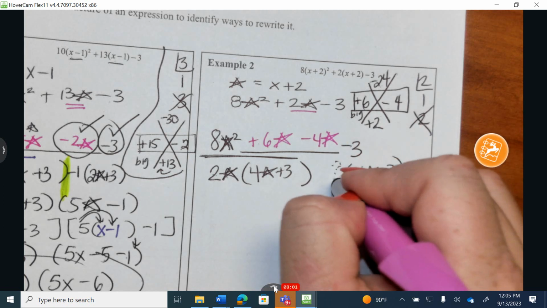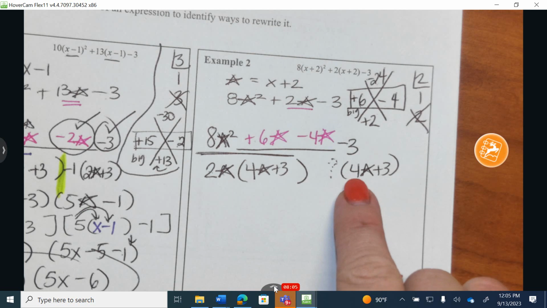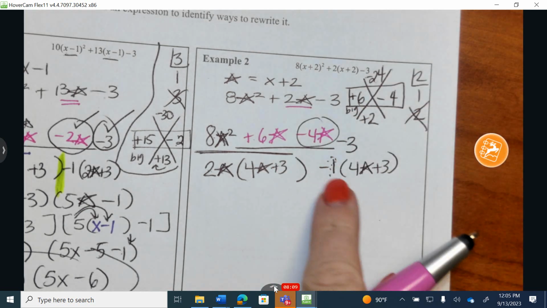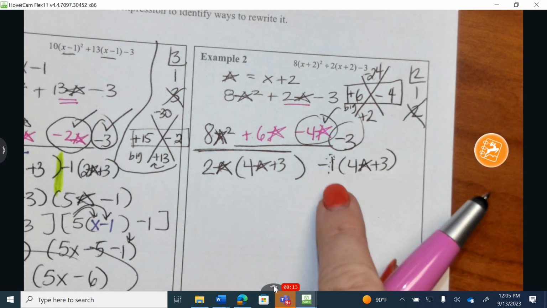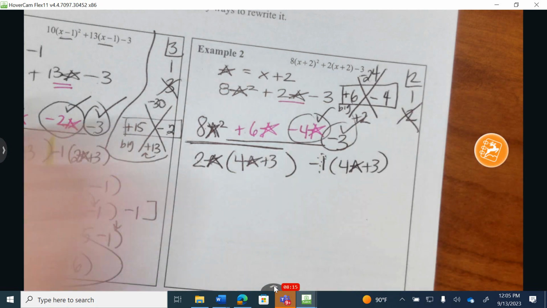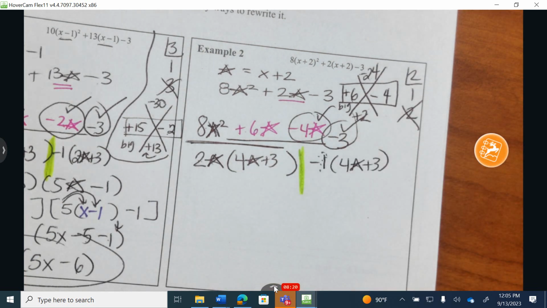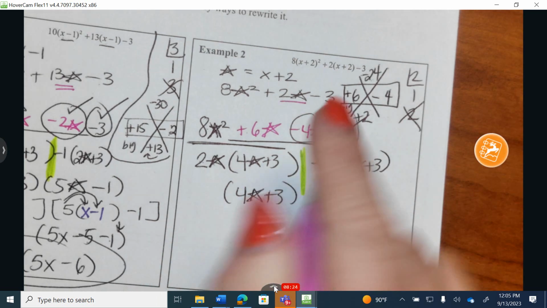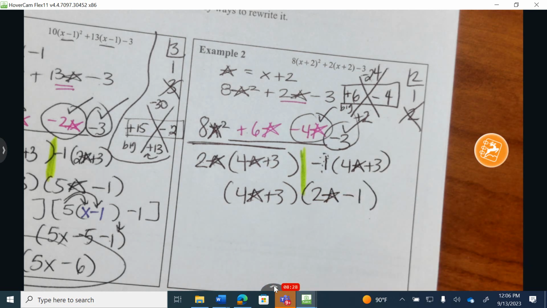And then I need to ask myself, is it possible that I can continue to factor? Is there a numerical value I can take times 4 and end up with a negative 4 star? Negative 1, let's see if this works. Negative 4 star, that works. And negative 3, that works. They both have the quantity 4 star plus 3. In front of the first is 2 star. In front of the back is minus 1.